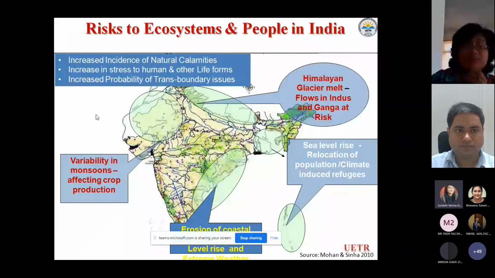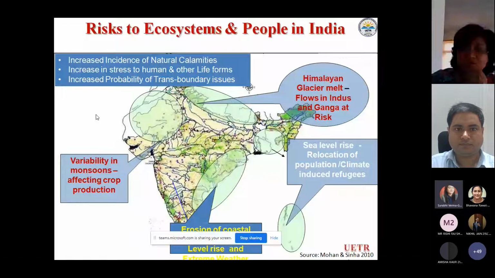Risks to ecosystem and people in India. What are the major risks? Increased incidence of natural calamities, increased stress to humans and other life forms, increased probability of transboundary issues, and Himalayan glacier melt. At present we are facing flooded conditions in Assam, and the main cause is China and Nepal. They are releasing more water into India because China is already facing the climate change phenomena, with intense rainfall in a particular region.